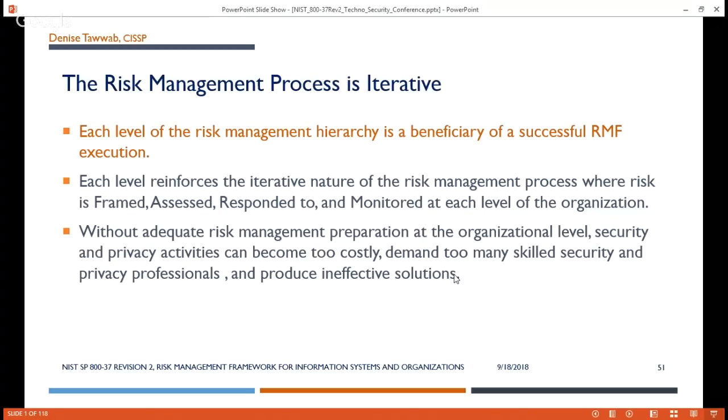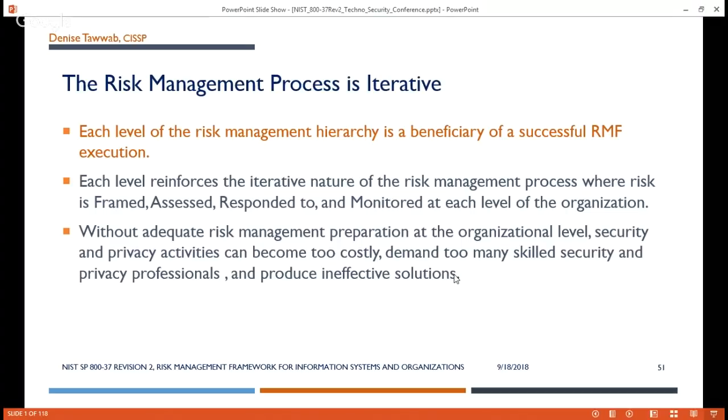All right, the risk management process is iterative. Each level of the risk management hierarchy is a beneficiary of a successful risk management framework execution. Each level reinforces the iterative nature of the risk management process, where risk is framed, assessed, responded to, and monitored at each level of the organization. Without adequate risk management preparation at the organization level, security and privacy activities can become too costly, demand too many skilled security and privacy professionals, and produce ineffective solutions.